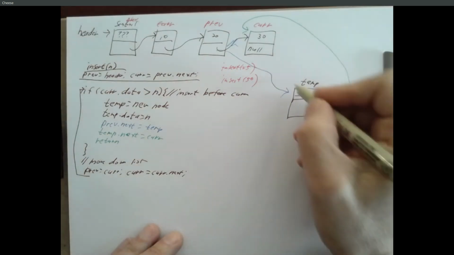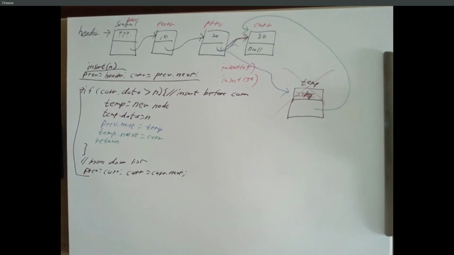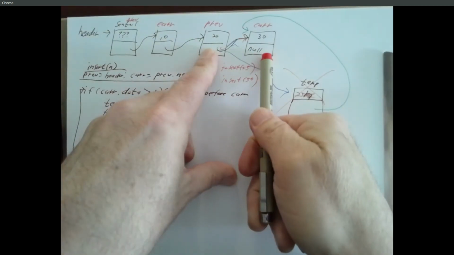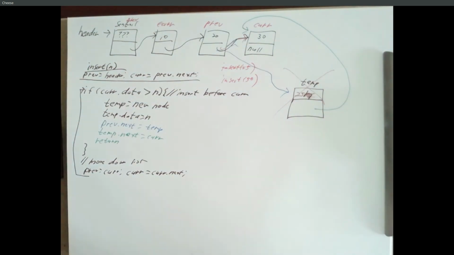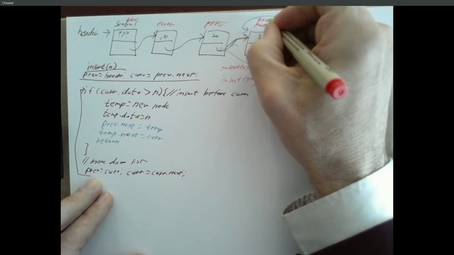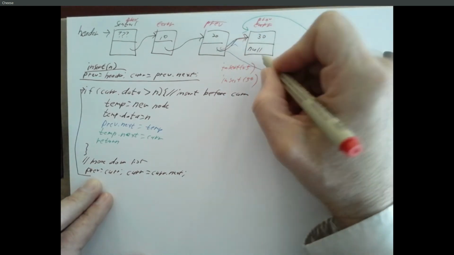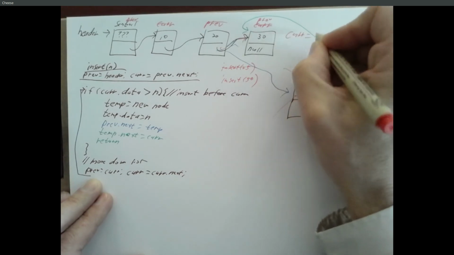And let's forget about this temp node. Let's go back to our original 10, 20, 30. So previous and current's data is 30. That's not bigger than 50, so we're going to move down the list. So previous will be current, and current will be whatever current next is, which is null.